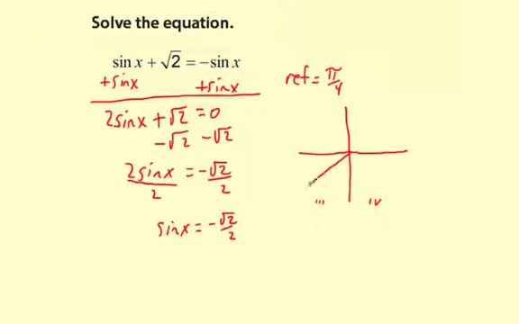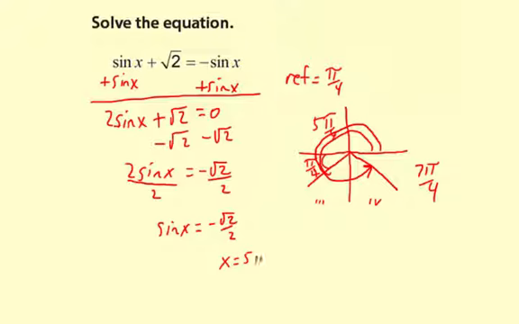So that means we're going to be here. This is going to be pi over 4. But all the way around, that's going to be 5 pi over 4. Then our other angle is going to be here, and that's going to be 7 pi over 4, all the way around. So our two angles are x equals 5 pi over 4 and 7 pi over 4.